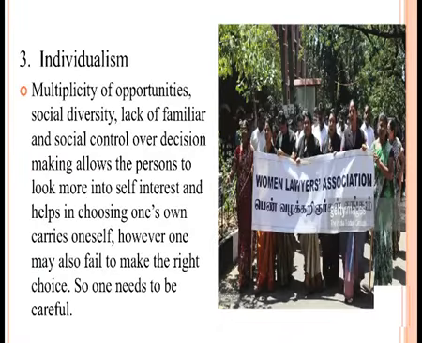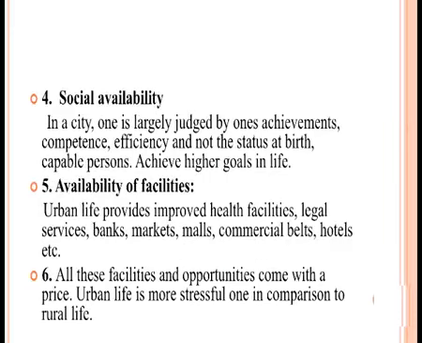Individualism, multiplicity of opportunities, social diversity, and lack of family and social control over decision making allow persons to look more into self-interest and help in choosing one's own career oneself. However, one may also fail to make the right choice, so one needs to be careful. Fourth one is social availability. In a city, one is largely judged by one's achievements, competence and efficiency and not the status at birth. Capable persons achieve higher goals in life.